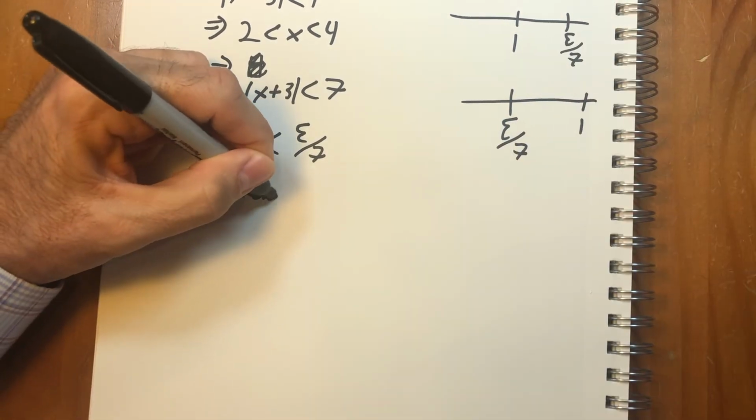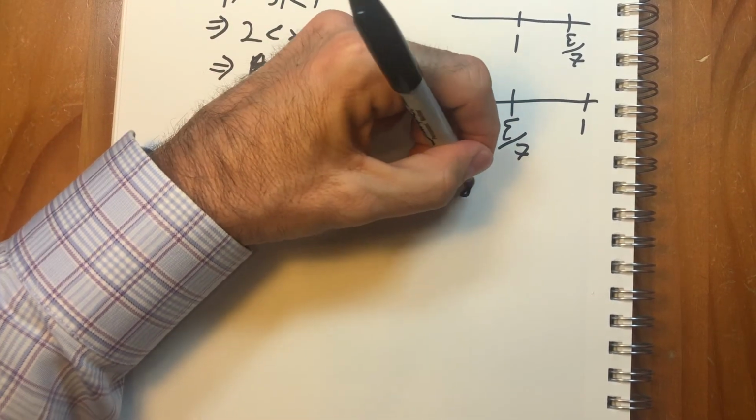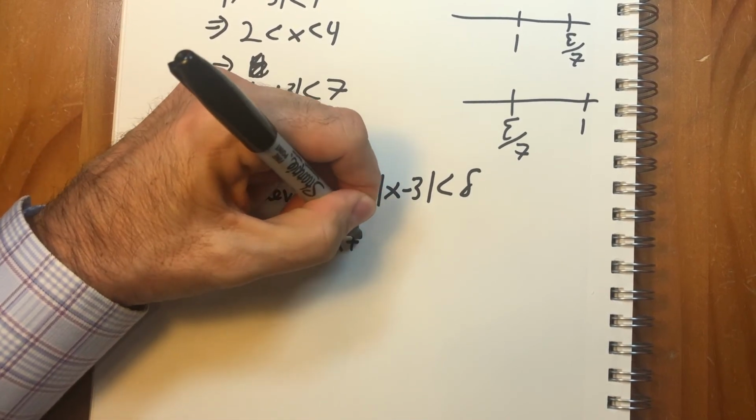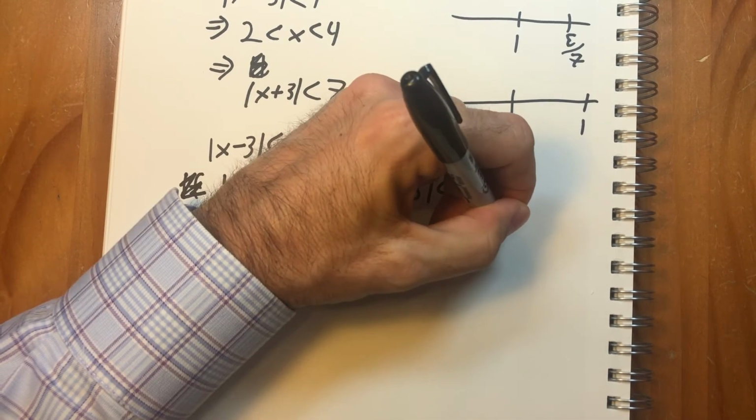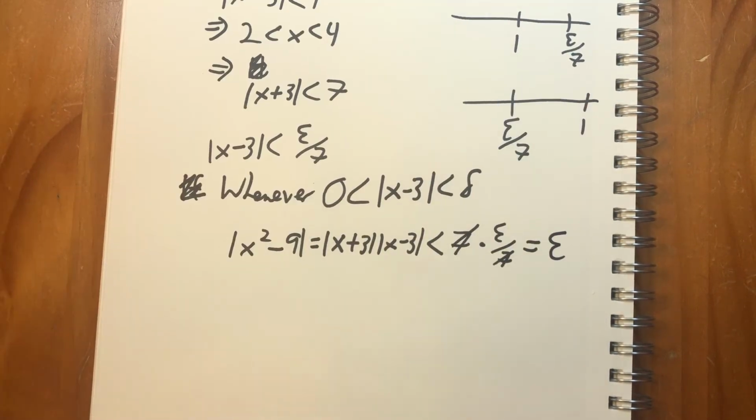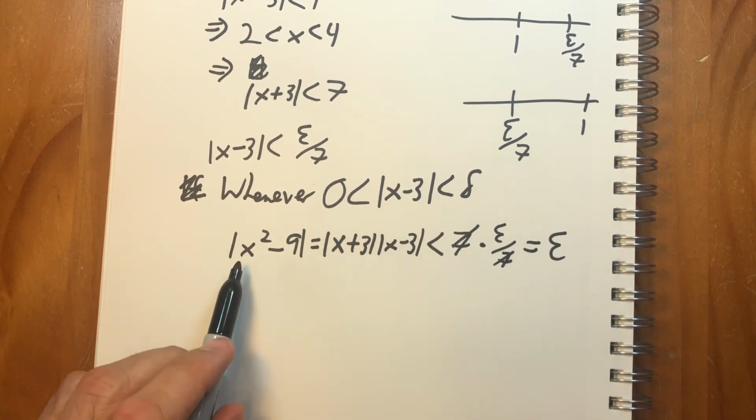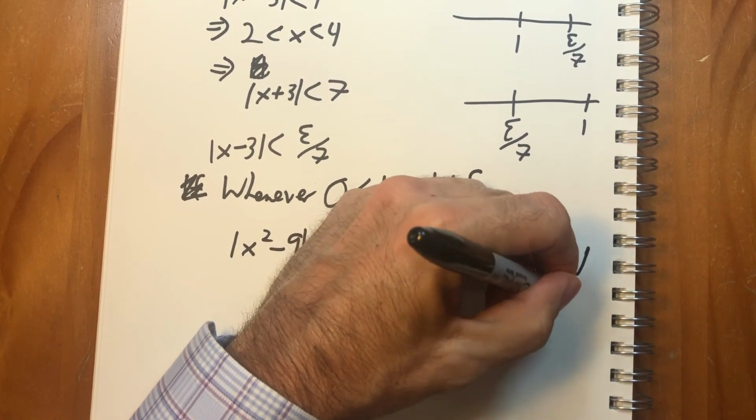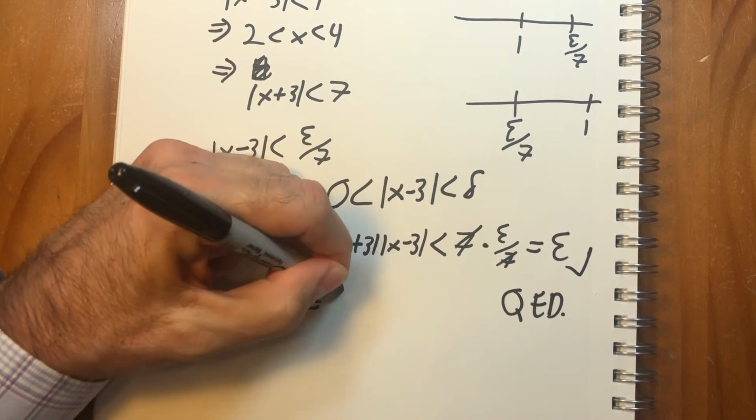So given this, we have that whenever x minus 3 is less than delta, then we have x squared minus 9 equals x plus 3 times x minus 3. So now this is less than 7 times epsilon over 7. Cancel the 7s, and that equals epsilon. So we just showed what we needed to show, that whenever x minus 3 is less than delta, then x squared minus 9 is less than epsilon. So that's what we needed to show. So we've shown that the limit as x approaches 3 of x squared equals 9.